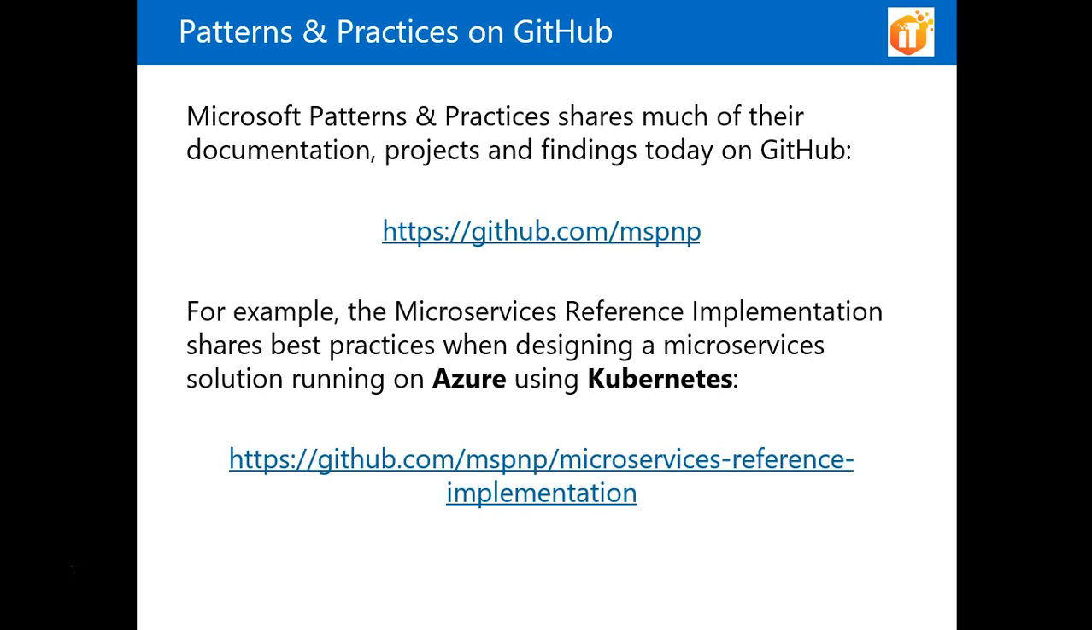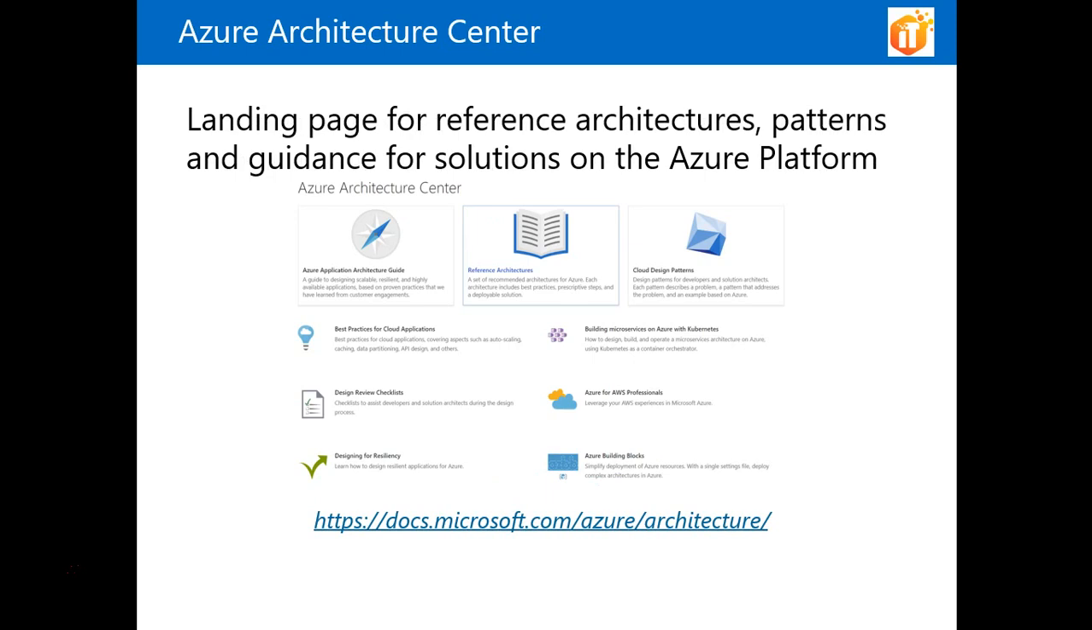So for example, the first link is the GitHub link, wherein you can get the Microsoft practices and patterns repository on this particular website. The next link is basically for a specific implementation, which is a microservice implementation in Azure. So again, for this you have some best practices when designing a microservice solution running on Azure using Kubernetes, which is also available on the GitHub portal. We'll go through these links, and we will also understand the Azure Architecture Center, and we'll see how the link looks like.